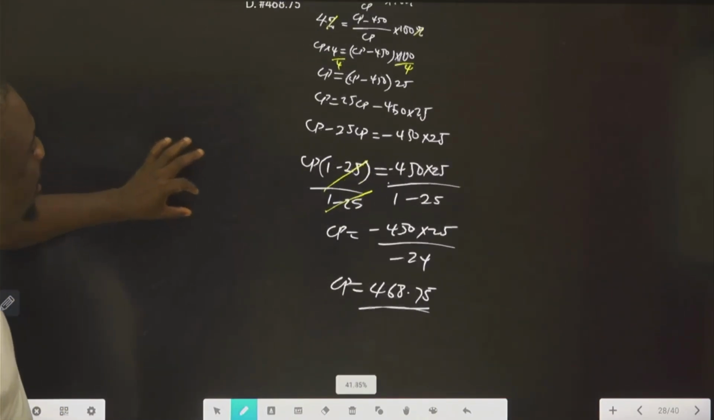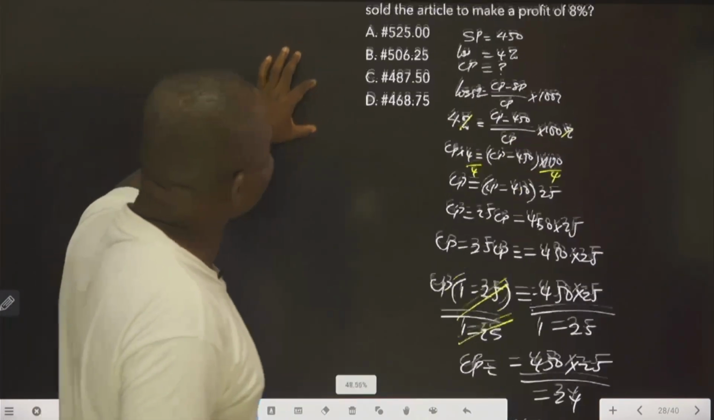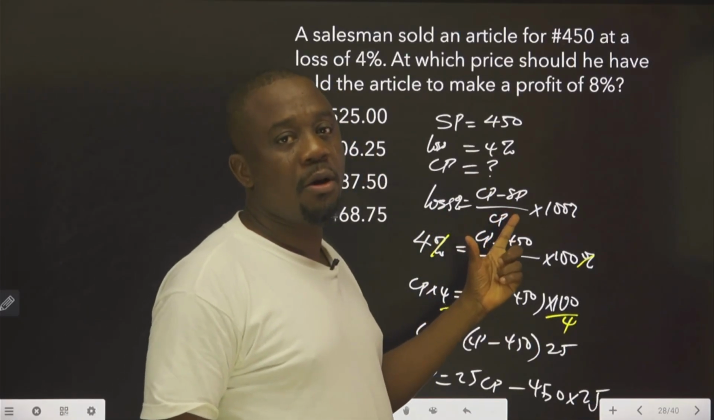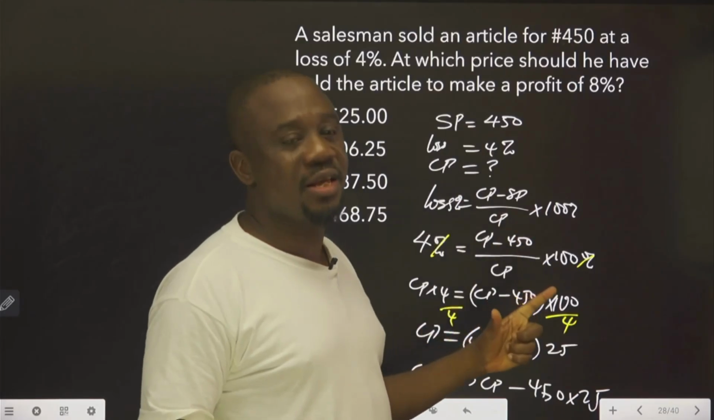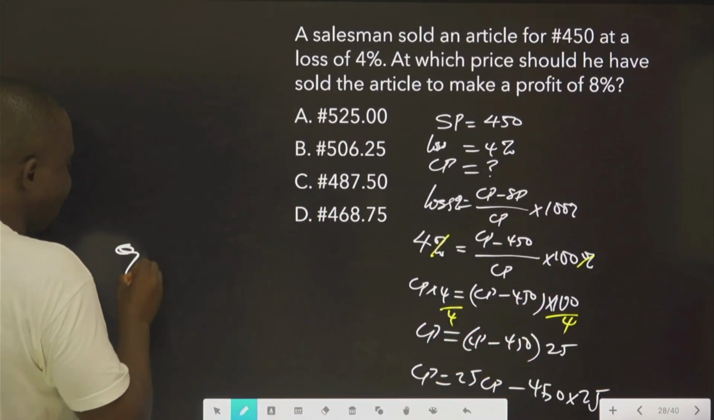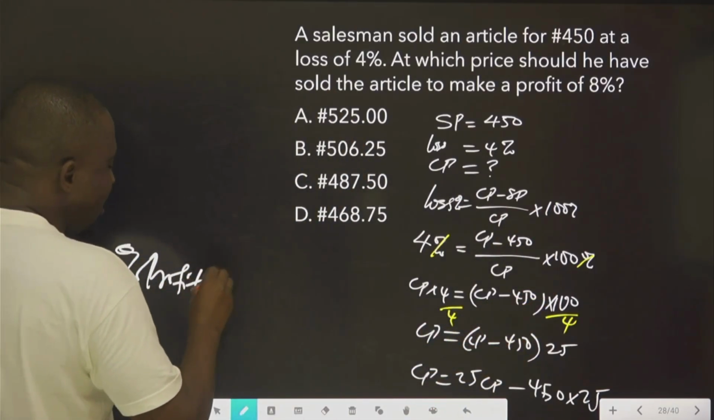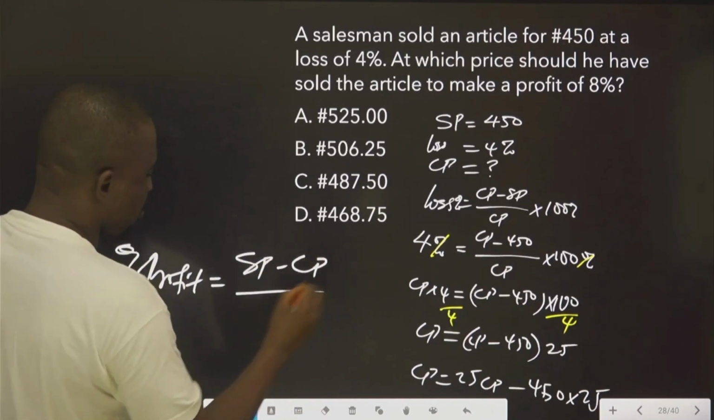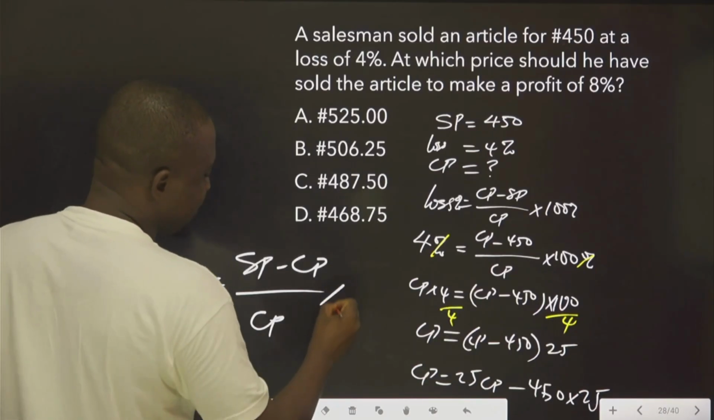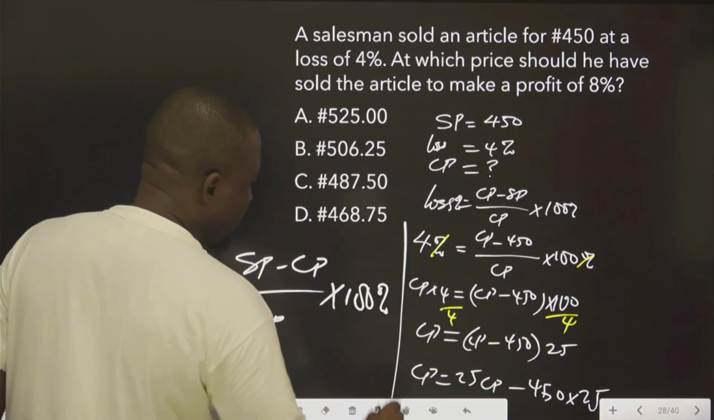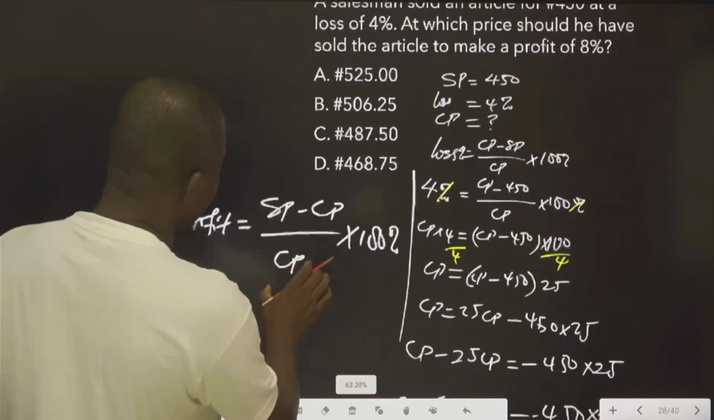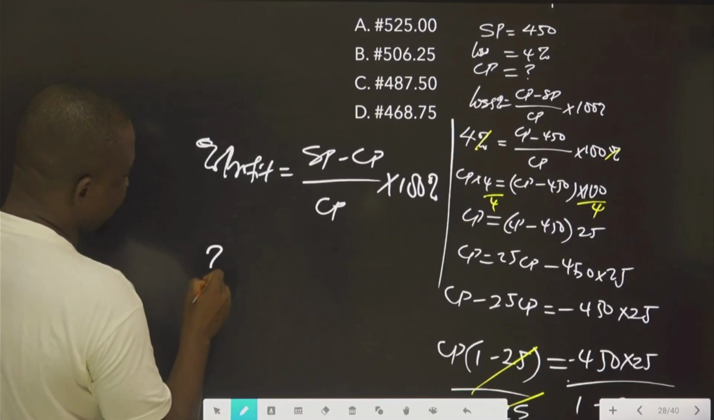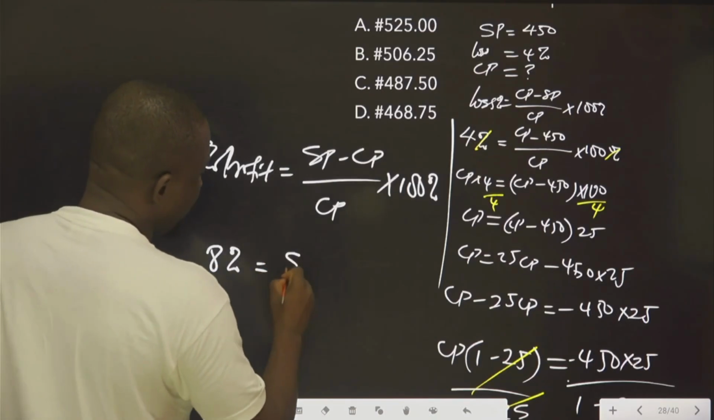This is the loss case. Now we are asked to consider the profit case. Remember, loss is CP minus SP. Profit is SP minus CP. Okay? So if we say percentage profit now is SP minus CP, because after selling, you remove your cost price. Okay? What price should we have sold it? We are looking for SP now. So 8% profit. So 8%, we are looking for SP.